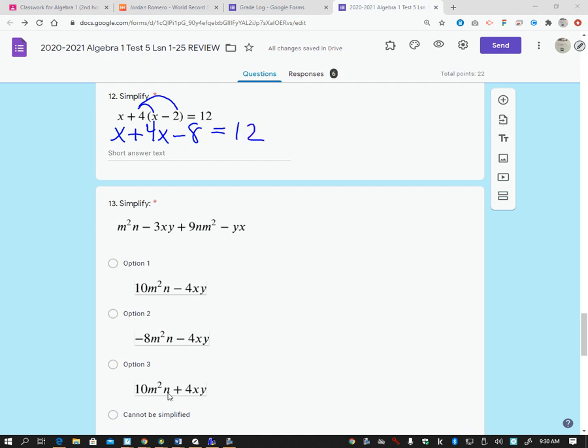And so you are jumping ahead to the 5x because you got x plus 4x. Okay, so we got 5x minus 8 equals 12. What do you do next? We're trying to solve for x, so we have to isolate it. And this is the same problem that we were having earlier.